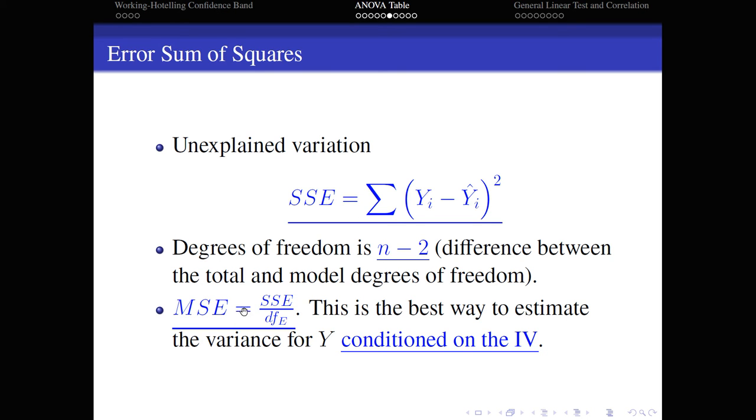The mean squared error is calculated simply by dividing the sum of squares error by the degrees of freedom for the error. And this is the best way to estimate the variance of y conditioned on the independent variable. So if we're looking for the variability of y after we've taken into account the independent variable, the MSE is the best way to do that. And again, this is our unexplained variation because this is after we've taken into account the independent variable.